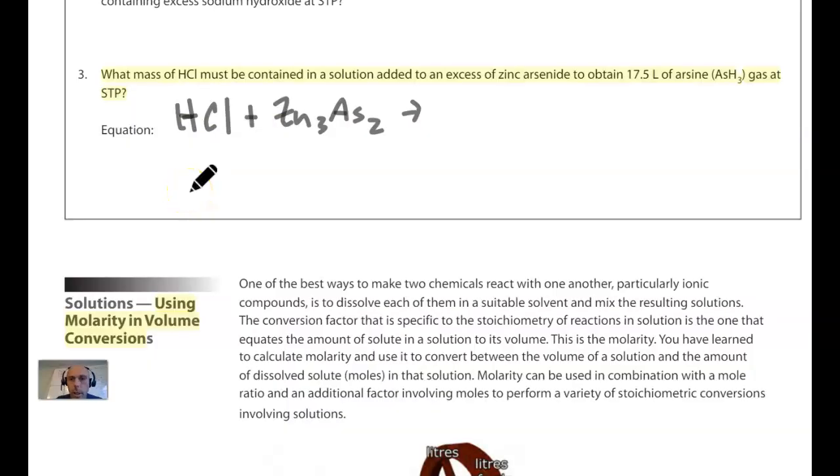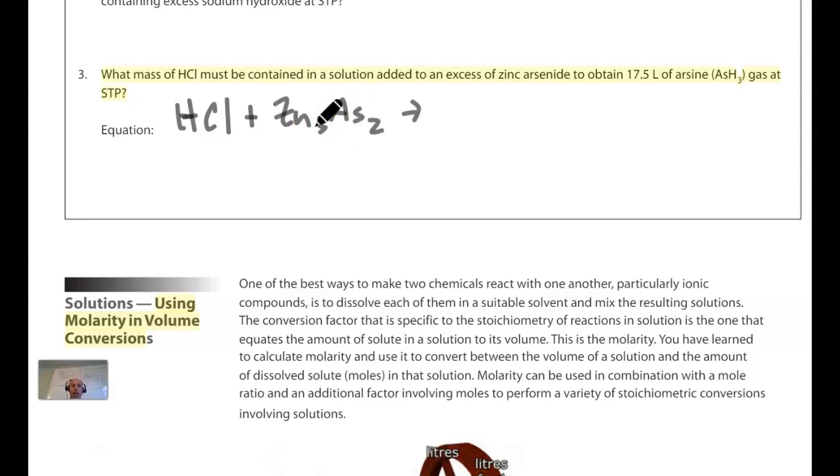Now this one's a little tricky because we've got to write the equation first, balance it, and then do the stoichiometry. So we've got HCl reacting with excess zinc arsenide. Zinc arsenide's formula is Zn3As2. Zinc I know is a 2+ ion. It is on the ion sheet, but arsenide is not there.